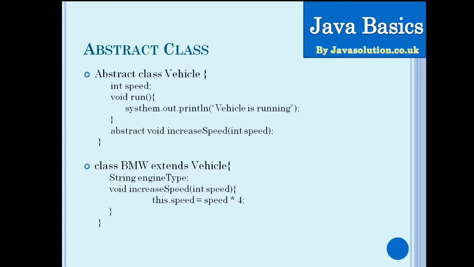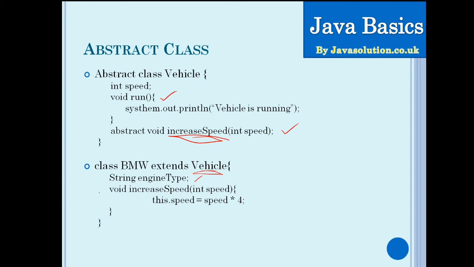So, what does an abstract class look like? We define abstract class Vehicle. We need to use the abstract keyword, then class and the name of that class, and then inside we specify the properties and any concrete method. So run is a concrete method, but increase speed is an abstract method. The class BMW, which extends the Vehicle class, provides its own property like engine type, but then it's going to override or provide the body for increase speed, because it should provide it since it extended that class.